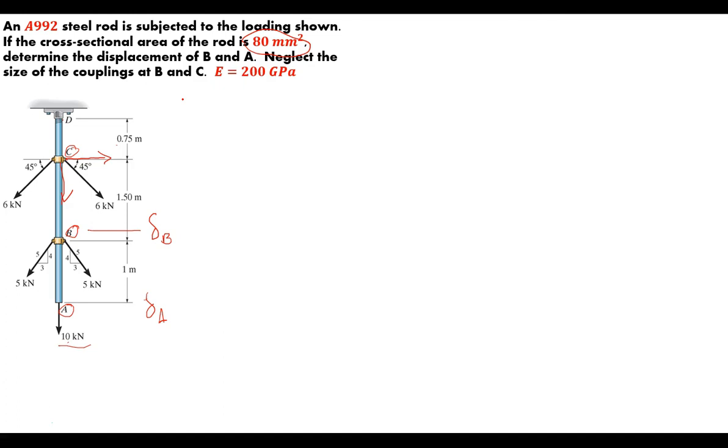Neglect the size of the couplings at B and C, and they gave us the modulus of elasticity of 200 gigapascals. Okay, so let's put together, again, just a good practice of solving a problem like this. Set up what you're given. We have the area, we have the modulus of elasticity, and we do have all the loadings that's captured in our diagram. And for the sake of this, I'm going to assume that going upward is positive.